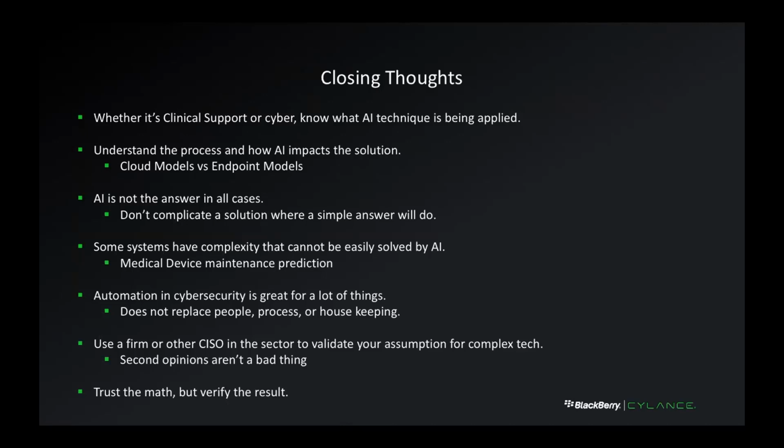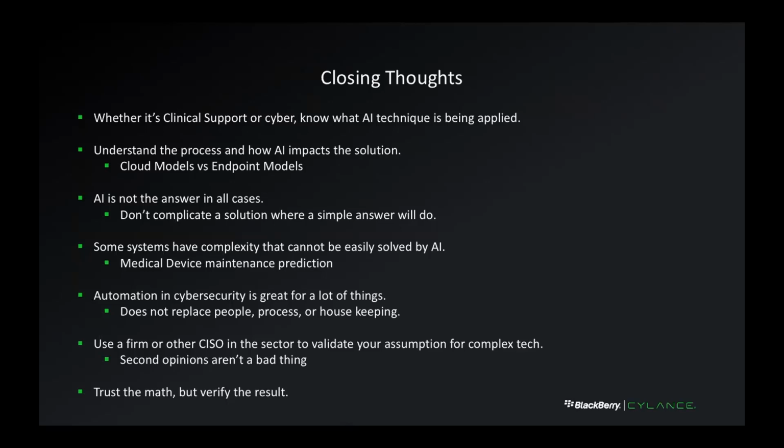And so when you understand the technologies you're evaluating as part of your solution, understand that some of them just can't be solved by AI, and just because somebody says they use AI doesn't mean that it's an answer you want. It might be an overly complex system for your team to utilize, and the AI might not be a benefit to you. Automation is a great thing.